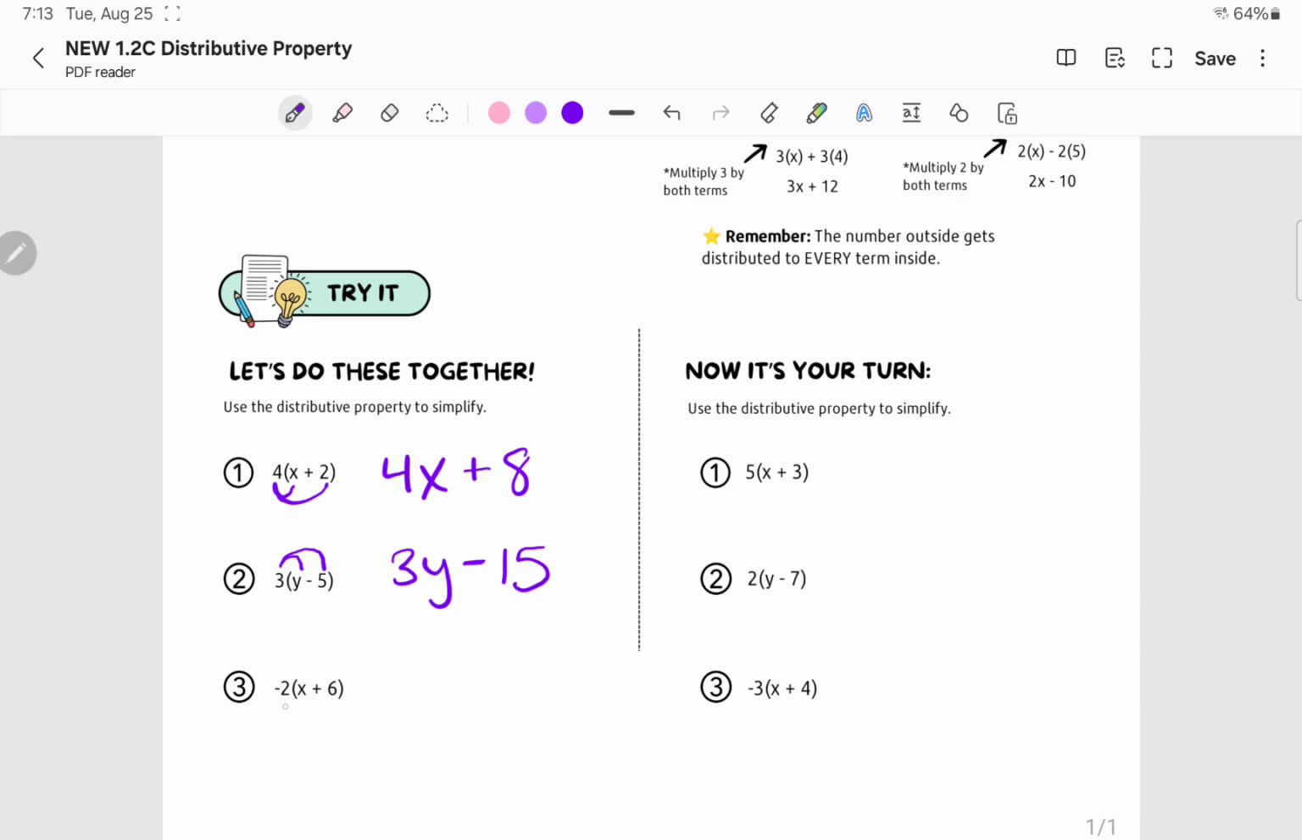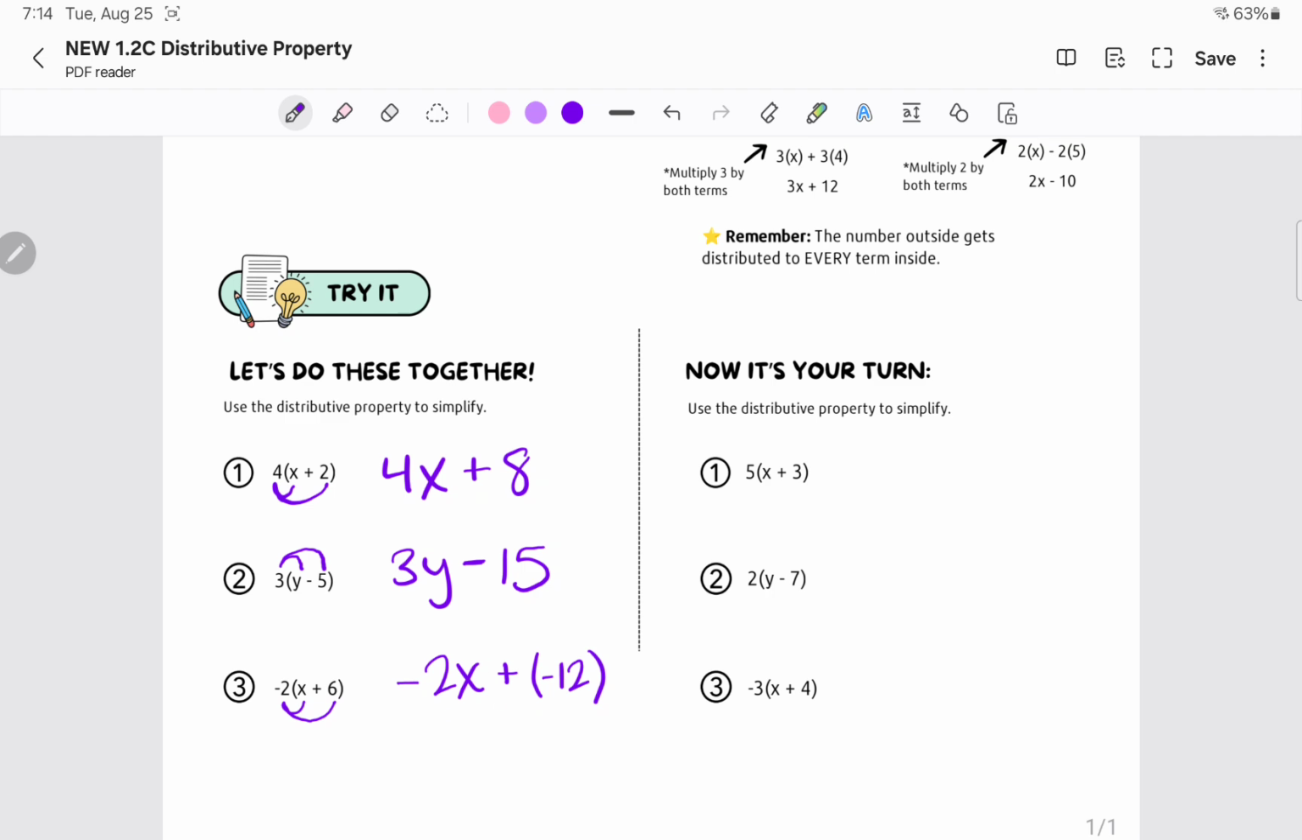Let's try this last one. So -2, we're going to draw the first, I'm going to go back to smiley faces. So -2 to the x. What is -2 times x? That would be -2x. Now there's a plus here, so I'm going to put a plus. And then -2 times 6. We haven't reviewed integers yet, but just use your calculator if you need to. Put it in your calculator. That gives you -12. So it's -2x plus -12, or you can simplify it to -2x minus 12.